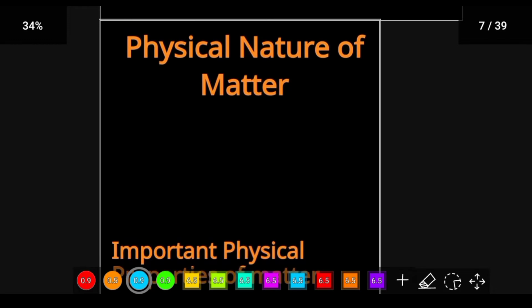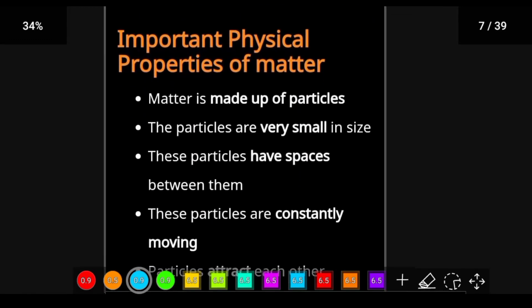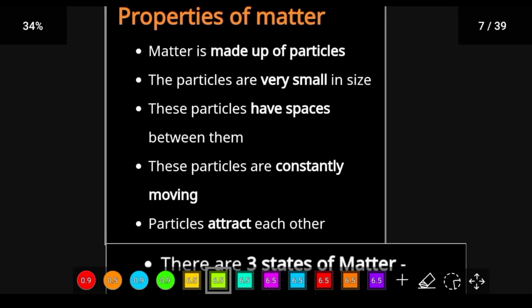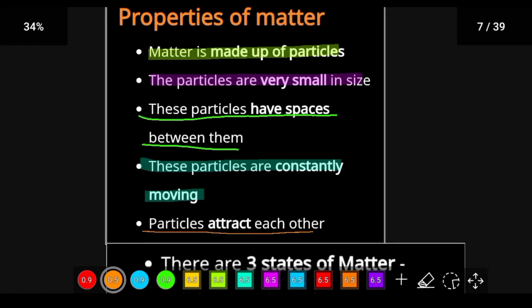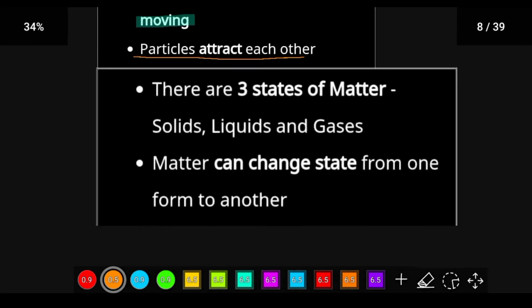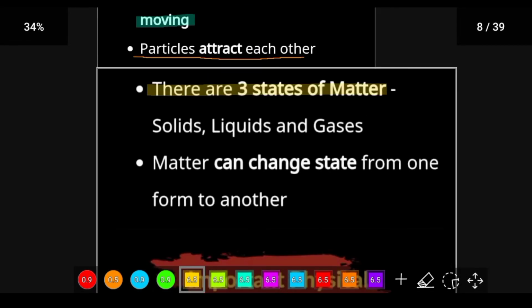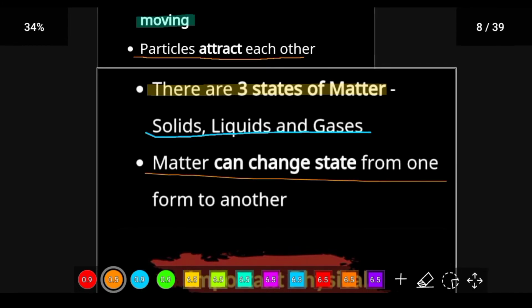Physical nature of matter. Important physical properties of matter. Matter is made up of particles. The particles are very small in size. These particles have space between them. These particles are constantly moving. Particles attract each other. There are 3 states of matter: solid, liquid and gases. Matter can change state from one form to another.